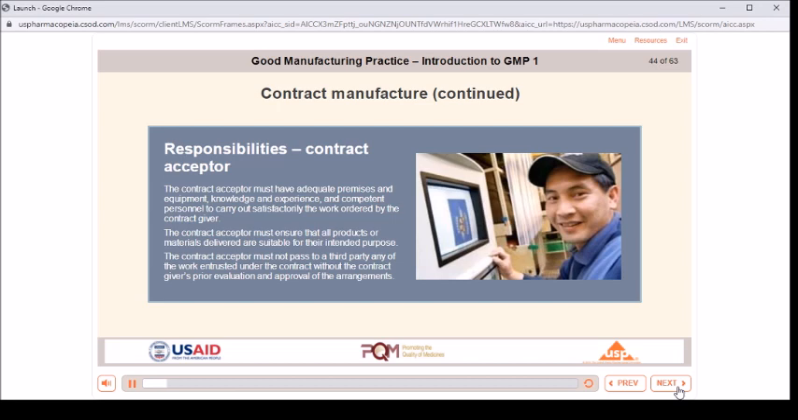Contract manufacturer. Continued. Responsibilities. Contract acceptor. The contract acceptor must have adequate premises and equipment, knowledge and experience, and competent personnel to carry out satisfactorily the work ordered by the contract giver. The contract acceptor must ensure that all products or materials delivered are suitable for their intended purpose. The contract acceptor must not pass to a third party any of the work entrusted under the contract without the contract giver's prior evaluation and approval of the arrangements.